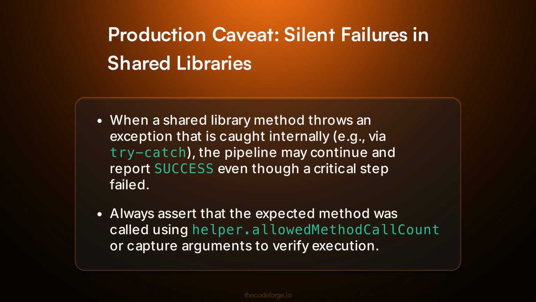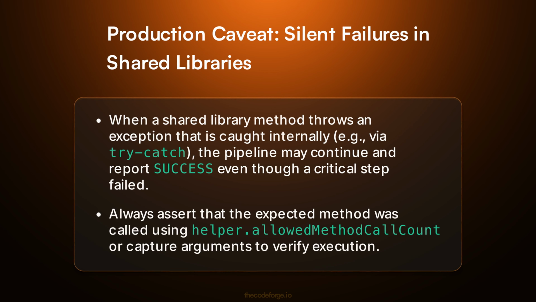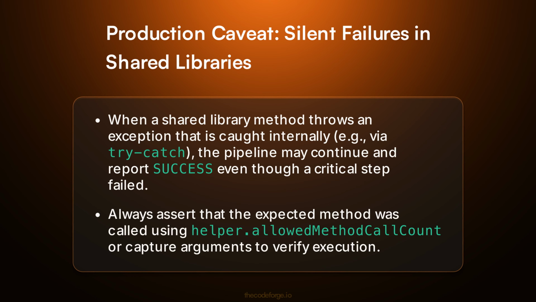When a shared library method throws an exception that is caught internally, e.g. via try-catch, the pipeline may continue and report success even though a critical step failed. Always assert that the expected method was called using helper allowed method call count or capture arguments to verify execution.